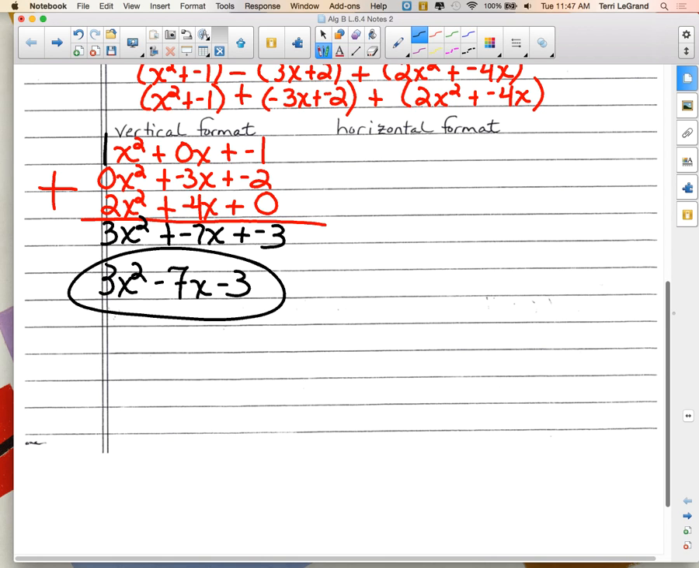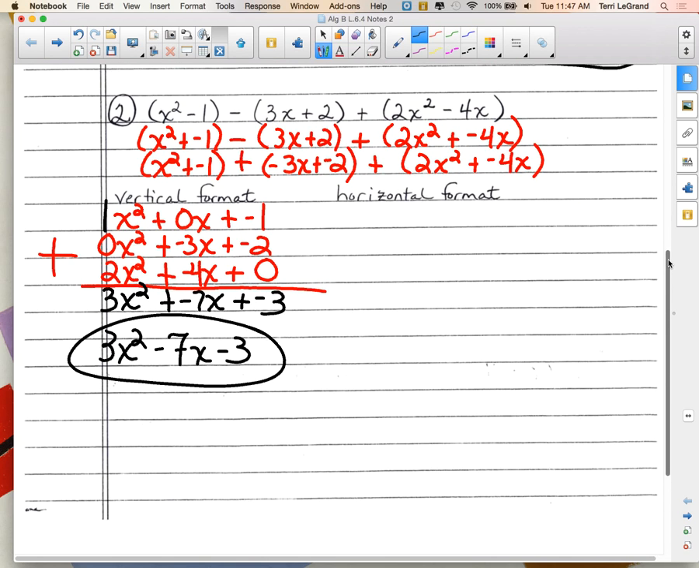Horizontal format then. We've changed it to a straight addition, right? So we can just drop those parentheses and start writing down all those terms. Do we need placeholders? No.